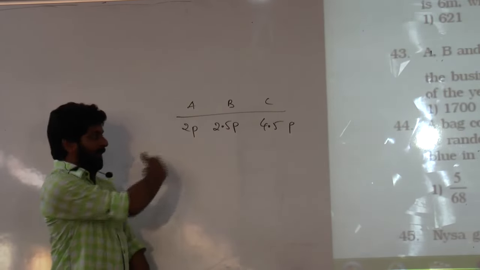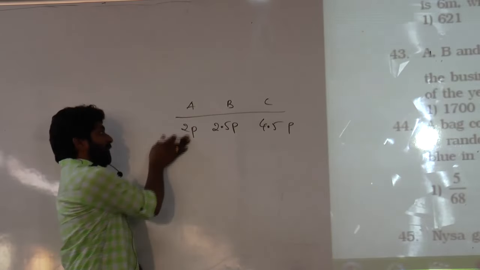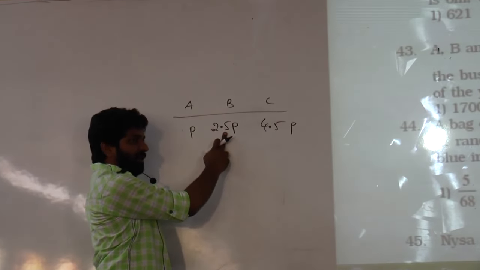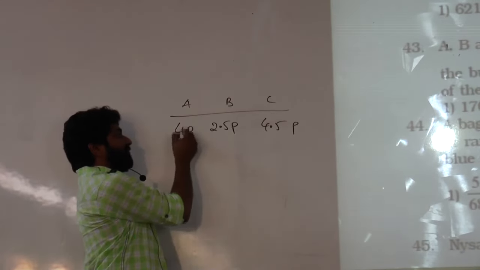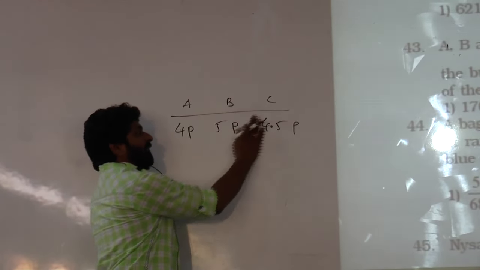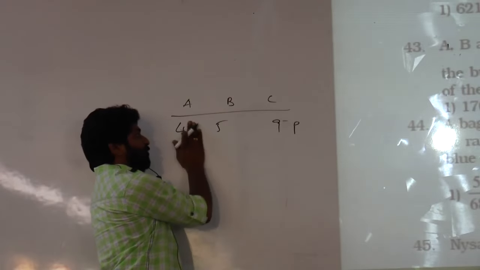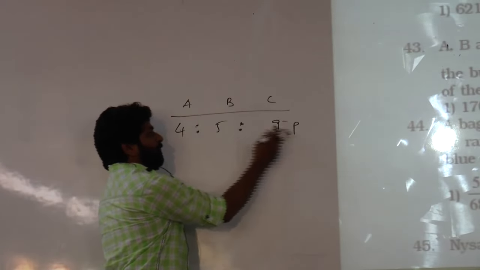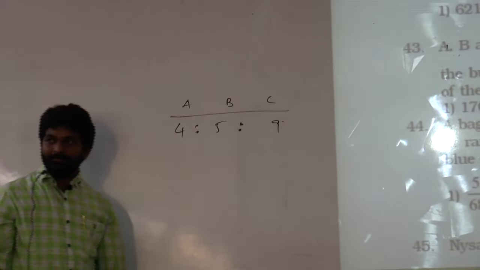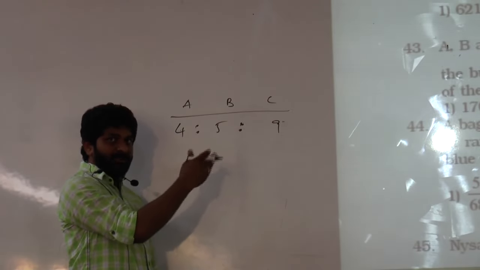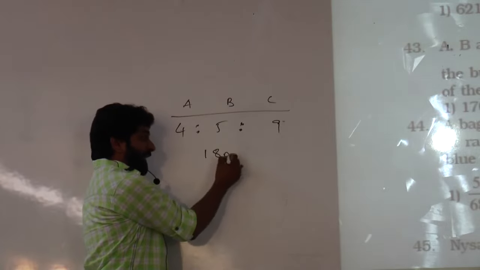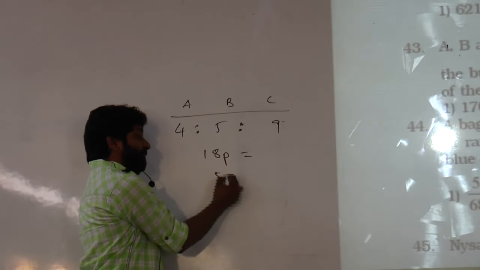2.5 parts. Multiply every number with 2. I don't want to use decimal here. I want to eliminate it, so I want to multiply every number with 2. So this is 4, this is 5, and this is 9. So the respective ratio becomes 4:5:9. So the profit sharing ratio between A, B, C becomes 4:5:9. Total number of parts 18 parts, and B gets 5 parts.